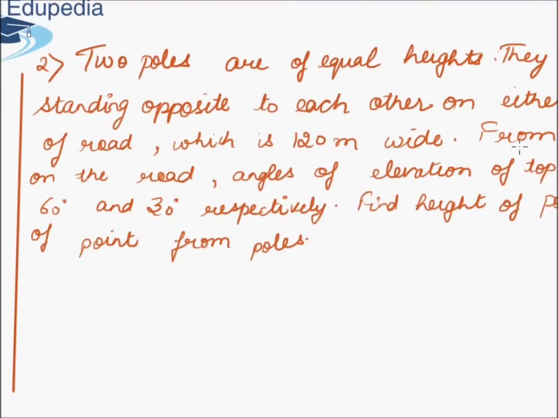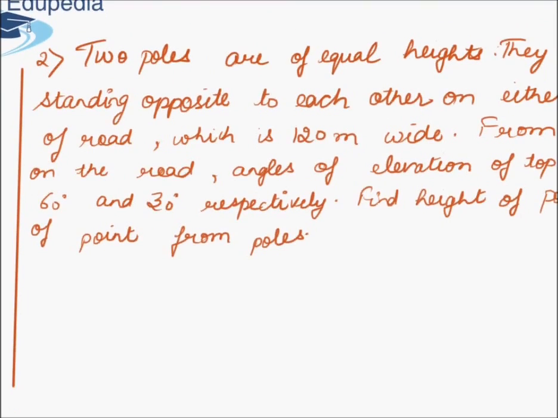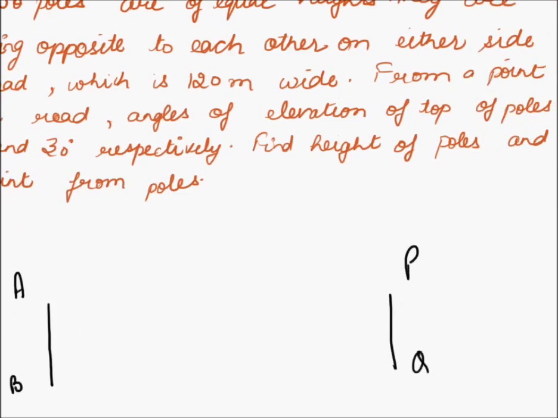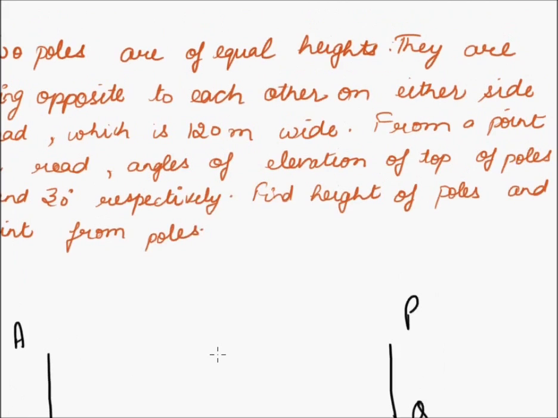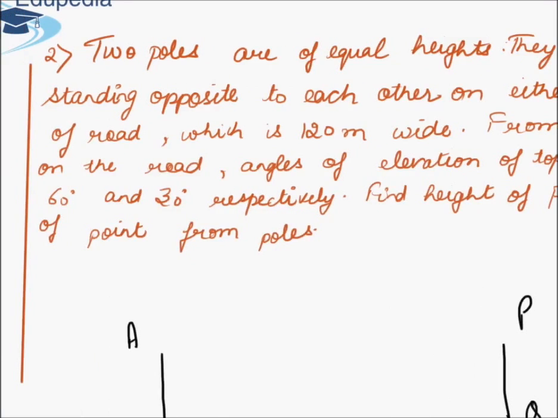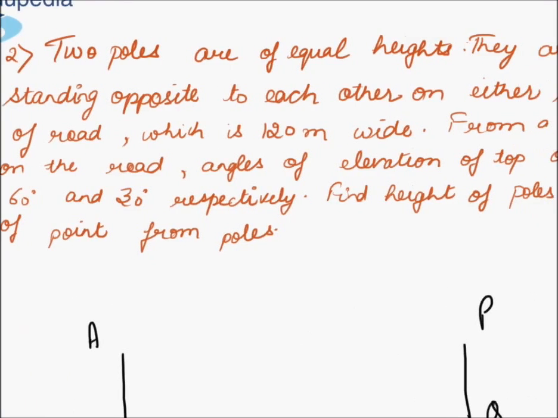The question says two poles are of equal heights. Let us have two poles, say AB and PQ. They are standing opposite to each other on either side of a road, which is 120 meters wide.